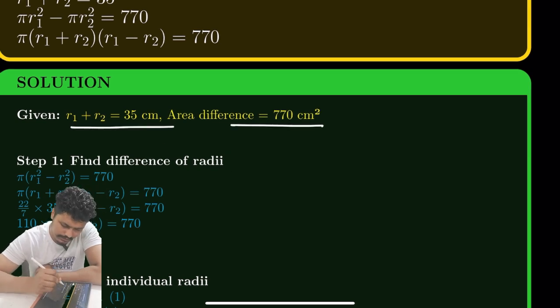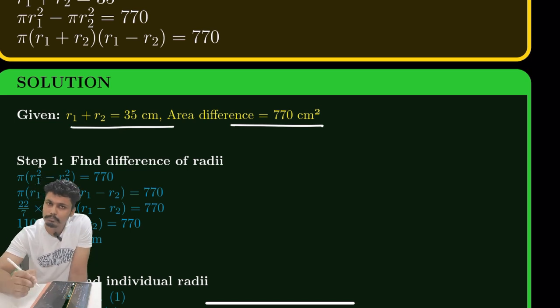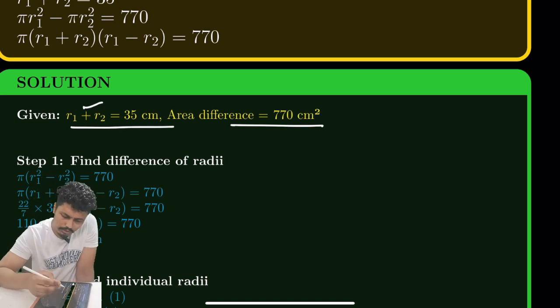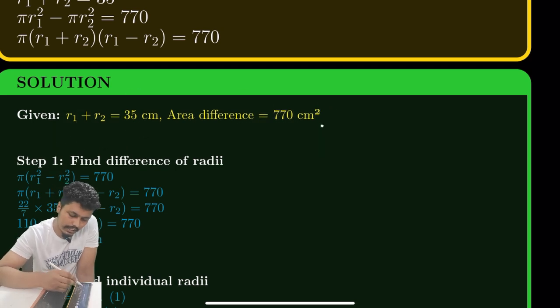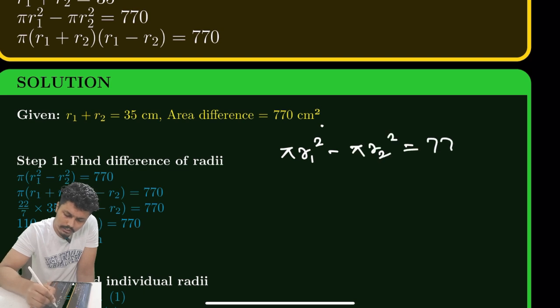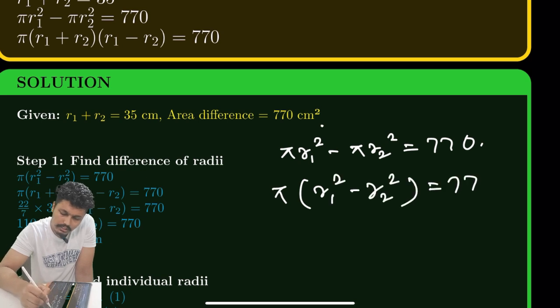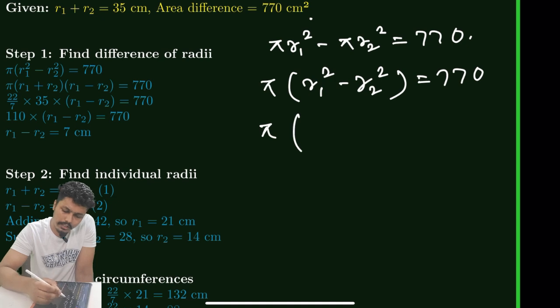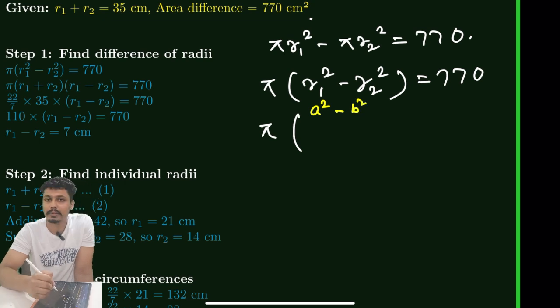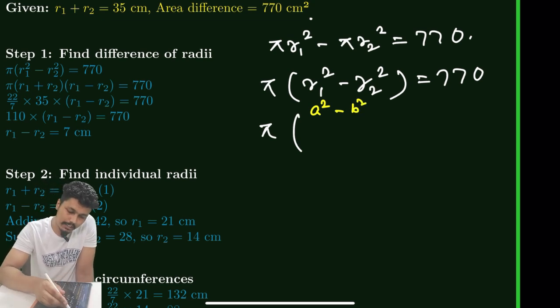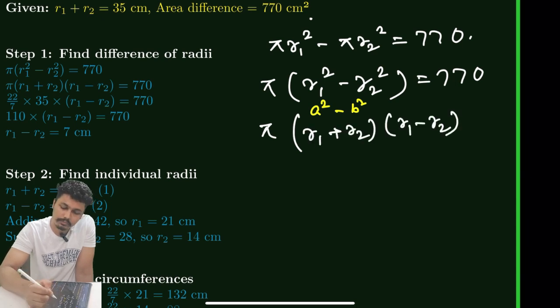So we know this. Now what do we need to do? We already know the first one, so let's take the second one. The second one is area difference, right? From this I can write pi r1 square minus pi r2 square equal to 770. Pi I can take common: pi times r1 square minus r2 square. You know one formula, right? a square minus b square is a plus b, a minus b. So I can write r1 plus r2, r1 minus r2.